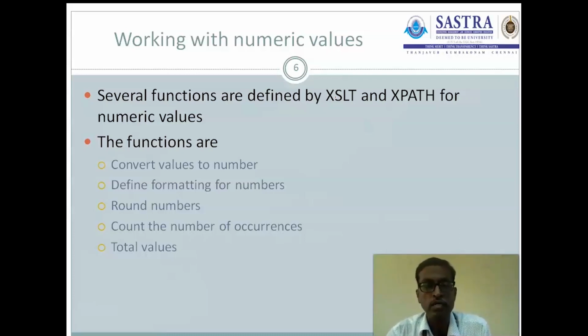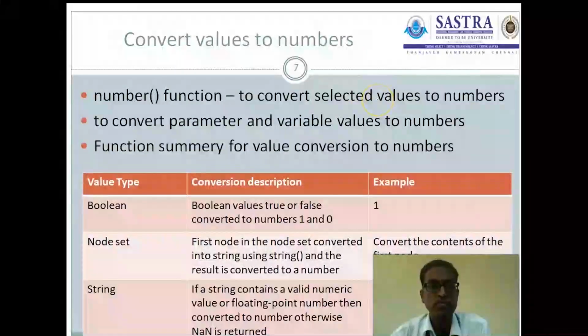In order to do that, the convert-values-to-number function is available. And sometimes we may give the value in numeric form itself using parameters and values. In that case, you can make use of formatting functions, and the round number functions, ceiling, floor, round, can be used, and you can count the number of occurrences and also do the total value. So we are going to discuss these functions in the subsequent slides.